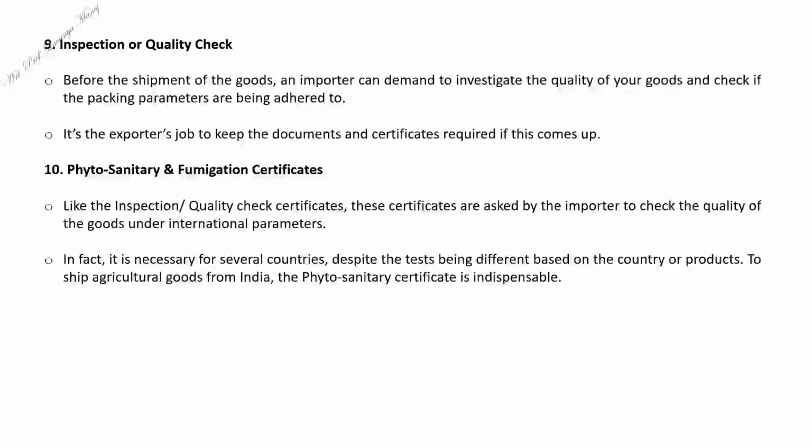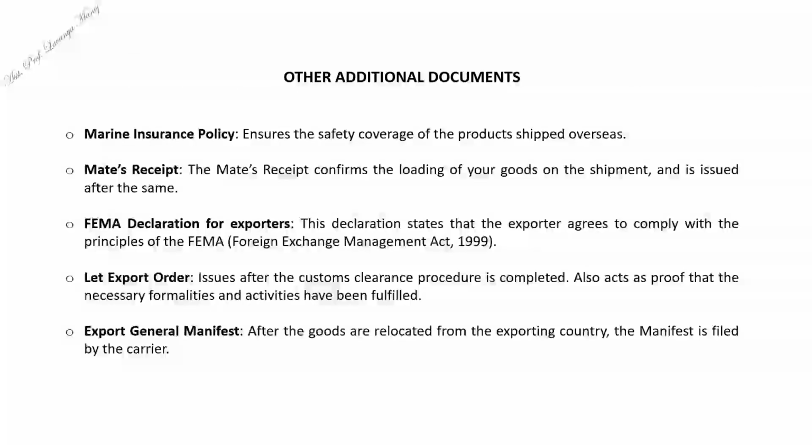To ship agricultural goods from India, the phytosanitary certificate is indispensable. It is not mandatory otherwise. So other additional documents include the insurance policy. Mostly, when an exporter exports a product through any mode of transportation, land mode, flight mode, or sea mode, insurance will be taken. So insurance is another important certificate, and especially marine insurance is more extensive because it ensures the safety coverage of the products shipped overseas.